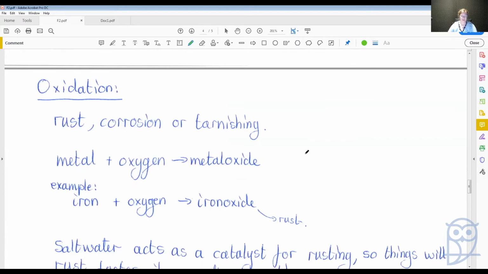Oxidation, sorry. This is rust, corrosion, or tarnishing. Rust refers to iron, corrosion refers to other kinds of metals, tarnishing refers to things like silver or brass.